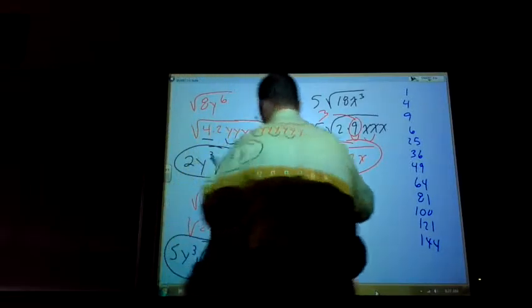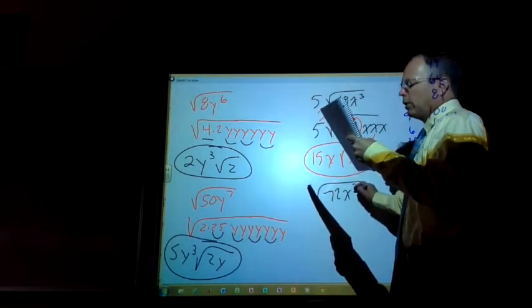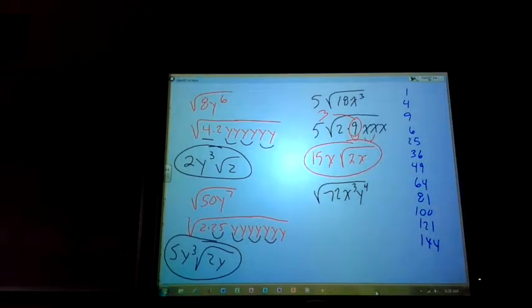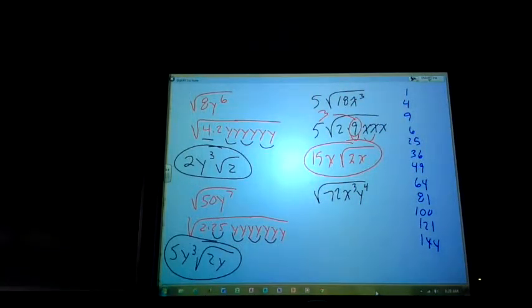Number 11, we got root 72 x to the 3rd, y to the 4th. I don't know, anyone see 72 breaking down? 9 and 8? Okay, I like that. Is there anything bigger though? And this is where it starts getting weird because you want to stick with the 9 times 8. 36. But then there's the 36 and the 2. And that's where a lot of kids will make an error.